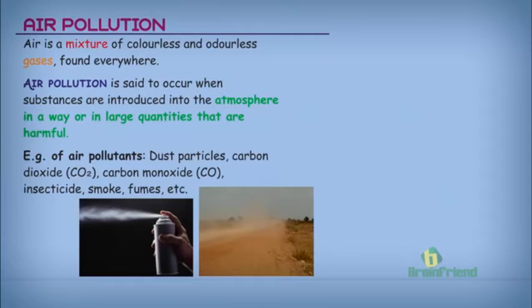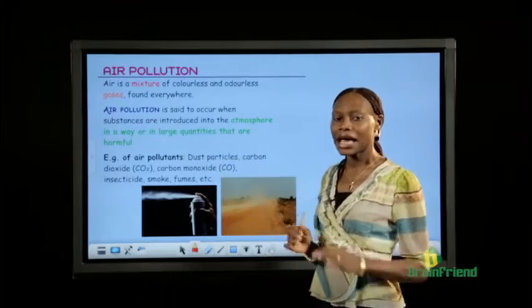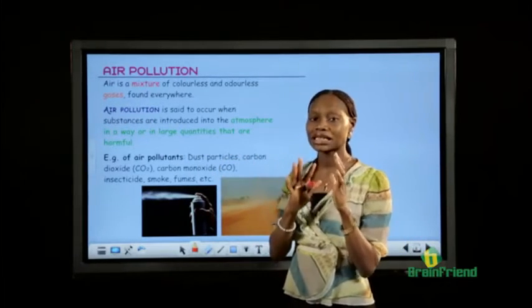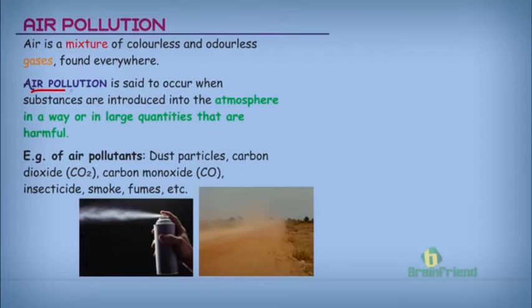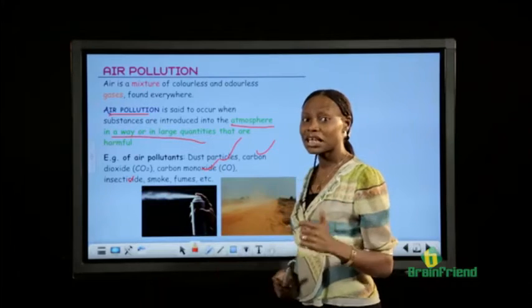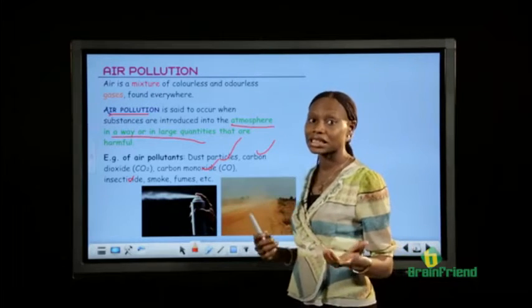Air pollution. Let's first define what air is. Air is simply the mixture of colorless and odorless gases found in the atmosphere. Air pollution, therefore, is said to occur when substances are released into the atmosphere in a way that can cause harm to a living thing. Examples of air pollutants include dust, carbon dioxide, carbon monoxide, insecticides. Remember that most of us in our houses, we use this insecticide.